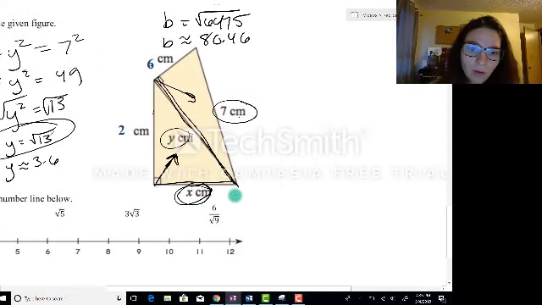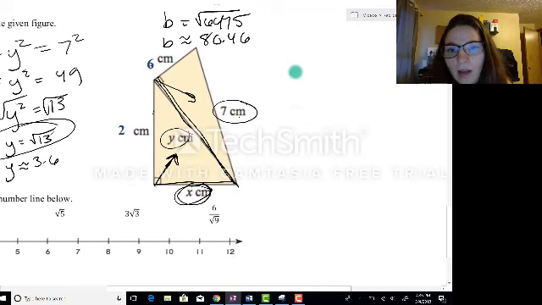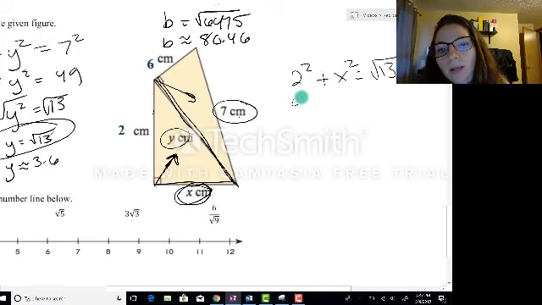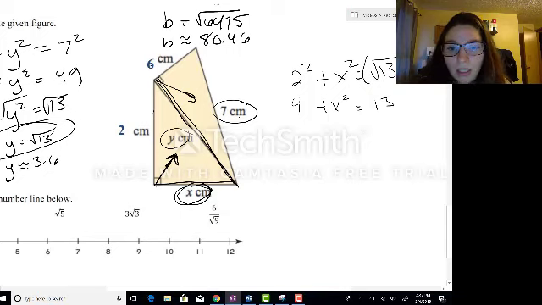So now I'm going to solve for my x. So I have 2 squared plus my x squared equals the square root of 13 squared. See how we're kind of going back to what we did in question 4. So I get 4 plus x squared equals 13. Remember, you take the square root of 13 and then you square it, you're going to get back to 13.